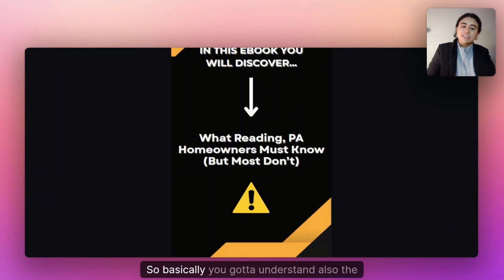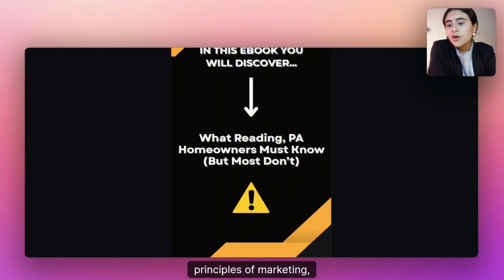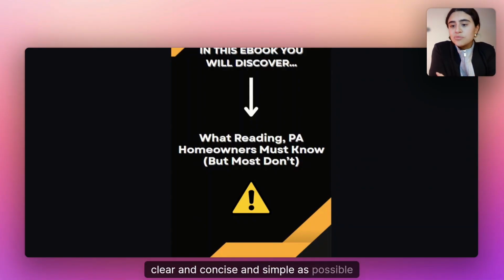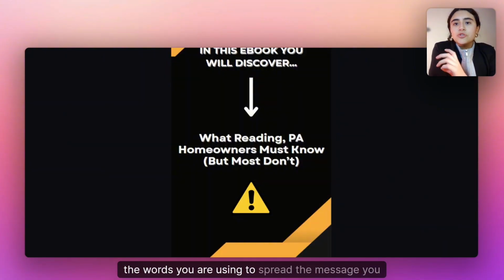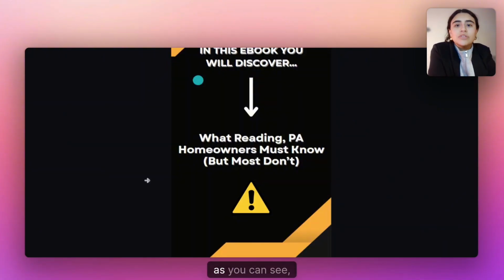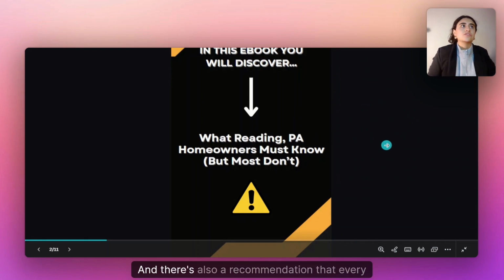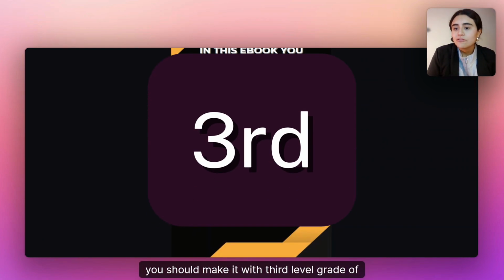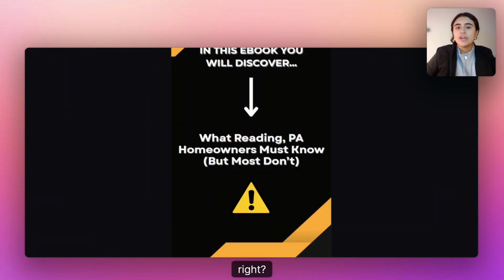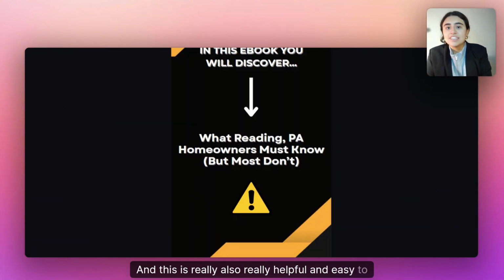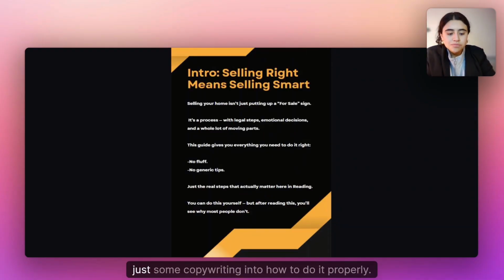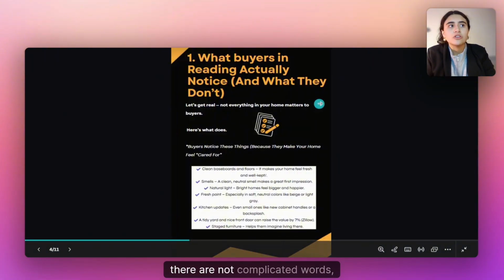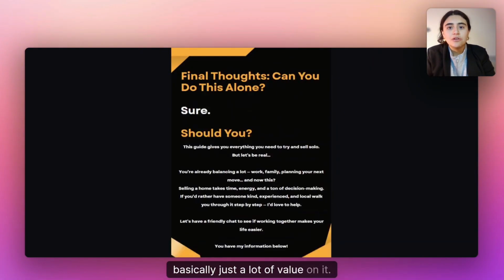So basically, you also have to understand the principles of marketing, which is copywriting too. That means making the words you're using to spread your message as clear, concise, and simple as possible. As you can see, this is super easy, and there's also a recommendation that every piece of copywriting you make should be at a third grade reading level, because everybody can read this, right? And this is also really helpful and easy to read. So as you can see, it's just some copywriting on how to do it properly. Basically, this is not overwhelming, there are no complicated words, just a lot of value in it.